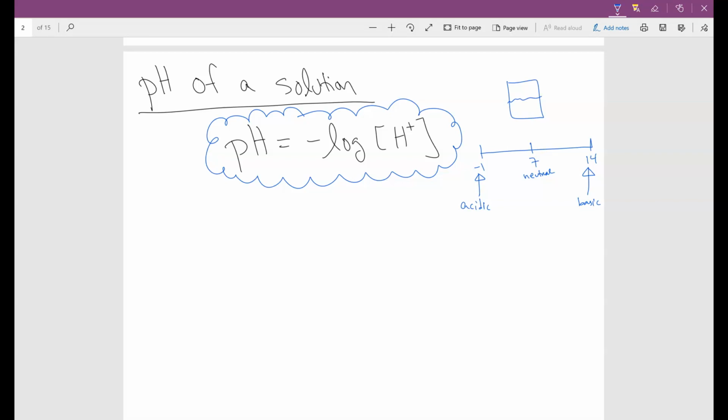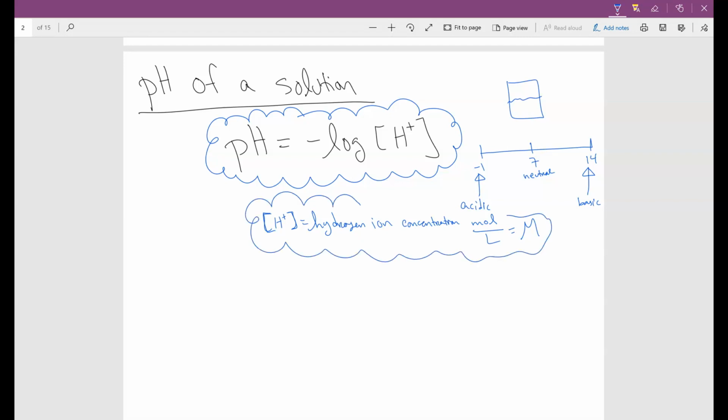The way that we calculate this is by taking the negative log of the H plus. Here, H plus is what we call the hydrogen ion. And these little brackets are the concentration, and the concentration is measured in moles per liter. Moles is just a unit of measurement in chemistry. This is usually molarity. We're not going to get into the specifics of chemistry here. I'll let your chem teacher show you that. But that's what H plus is.